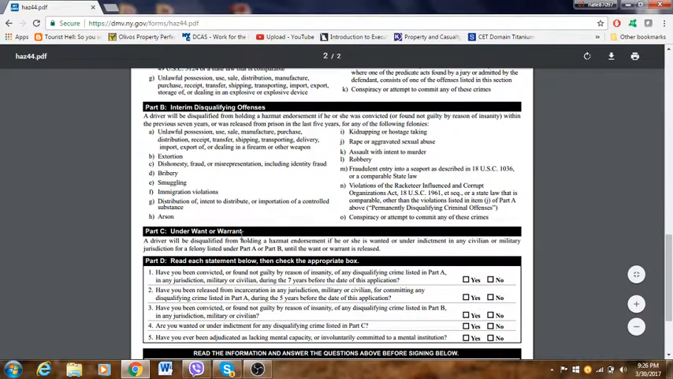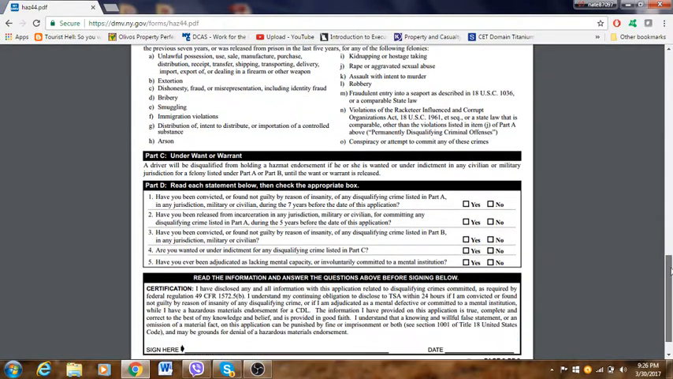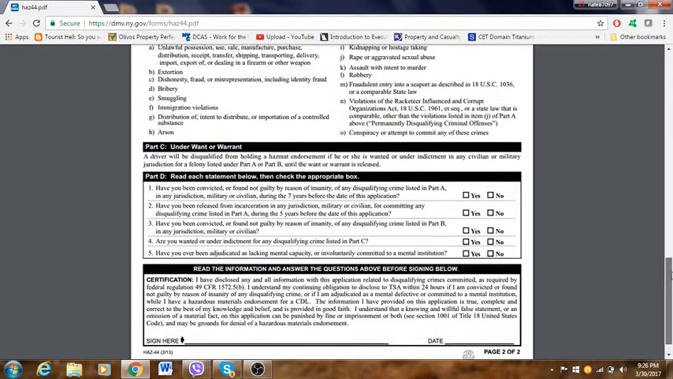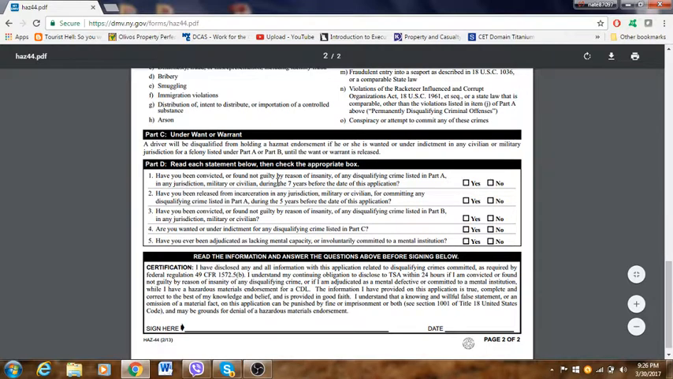Under warrant, a driver will be disqualified from holding a hazardous material endorsement if he or she is wanted or under indictment in any civilian or military jurisdiction for a felony. So basically, if you have a felony, again, they could always disqualify you. Have you been convicted or found not guilty by reason of insanity? Obviously, most of us is going to be no. All these questions. Have you been released from incarceration in any jurisdiction, military or civilian, for committing any disqualifying crime?